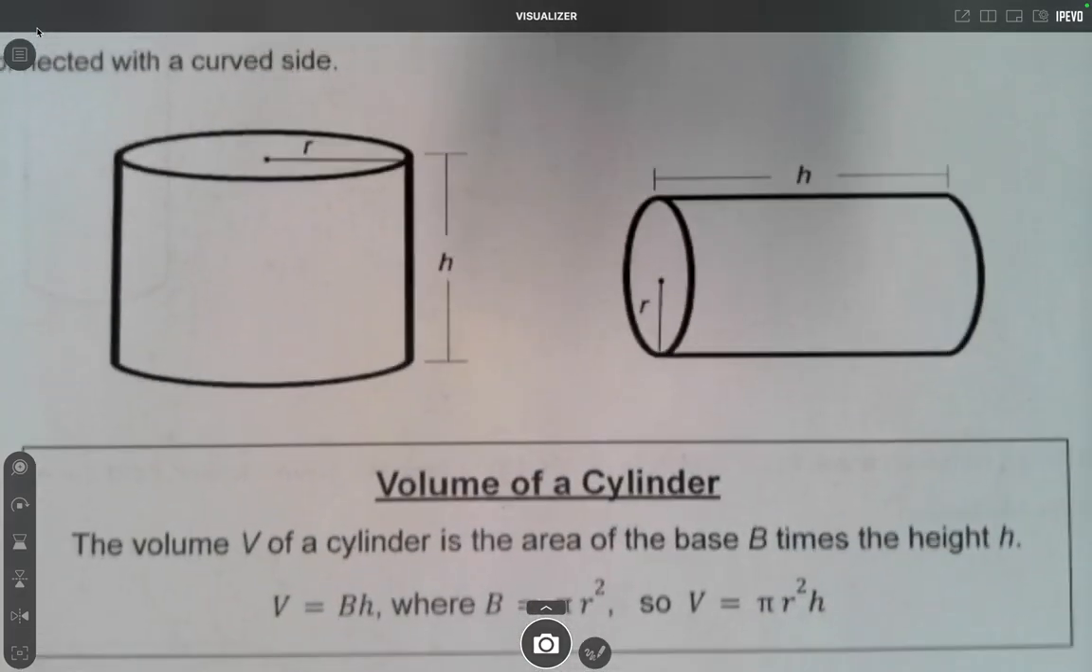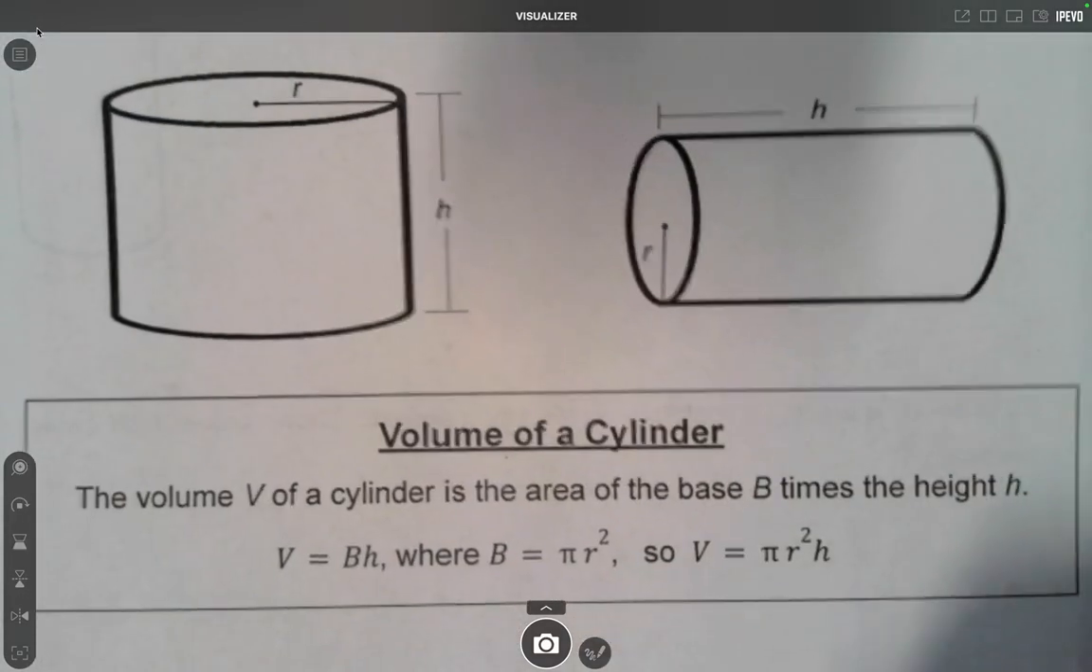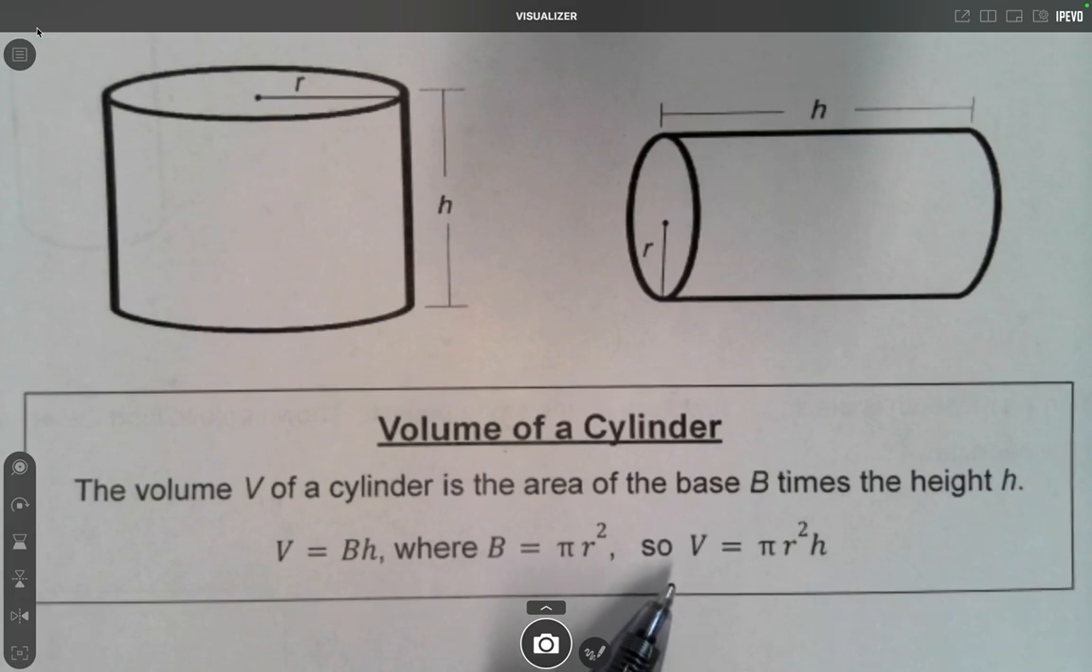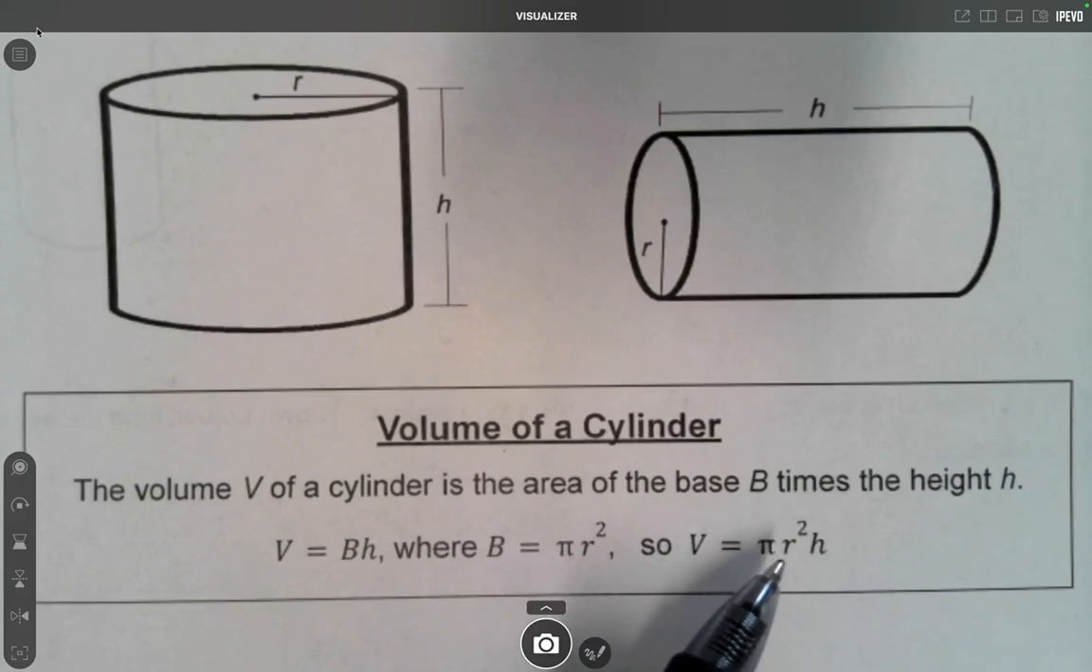So for the volume of a cylinder, we're using the same idea as a prism, where you do the area of the base times the height. But in this particular case, since our base is a circle, we know that the area of the base is found by using pi r squared. So we'll substitute pi r squared in for this capital B and get that the volume is equal to pi r squared h. So the volume of the cylinder is pi r squared h.